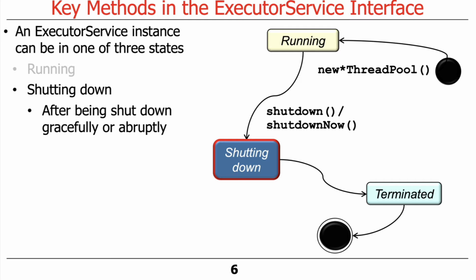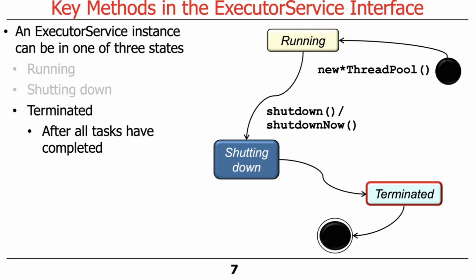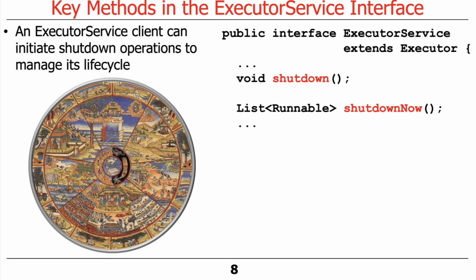You can also have the Executor Service instance be in the shutting down state. Shutting down means after it's been told to shut down, which is what's called graceful shutdown, we'll talk about that in a second, or abrupt shutdown. There's two different ways of shutting down an Executor Service instance. When either of those is called, it transitions into the shutting down state, and certain things happen there. And then the third state is the terminated state. That means all the tasks have completed, everything's done. So we're going to talk about those three different types of methods.